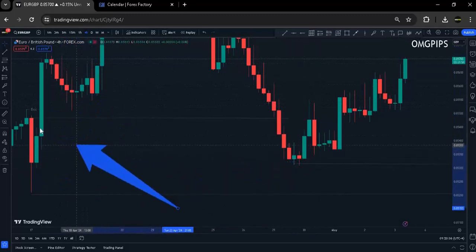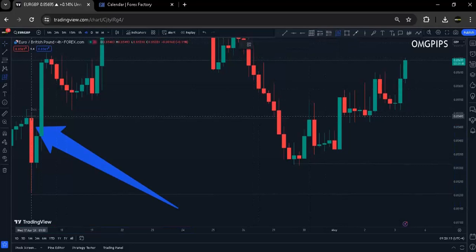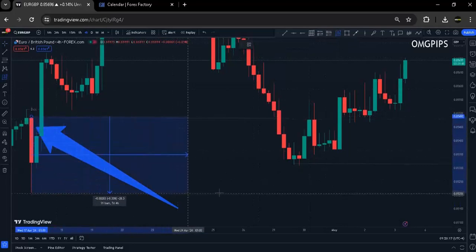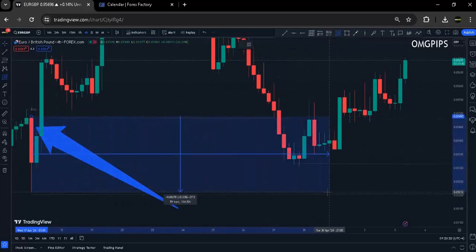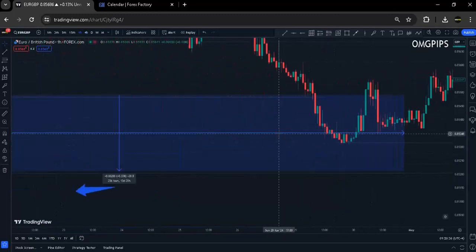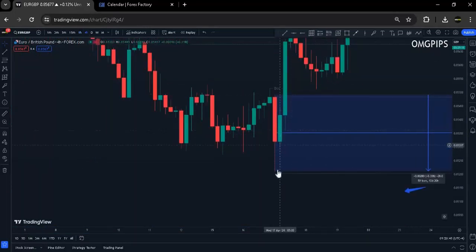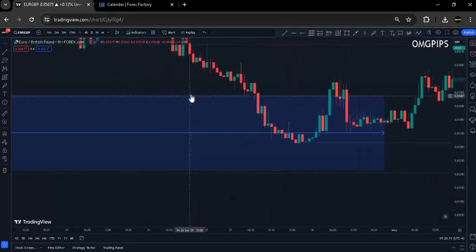But first things first, I'd like to see where the consequent encroachment is, just to know exactly where to look for signs of internal range liquidity, or to look for proof of internal range liquidity being mitigated, right? When we go down to the 1 hour, the midpoint of the order block is the consequent encroachment, in case you're wondering. So let's go down to the 1 hour.